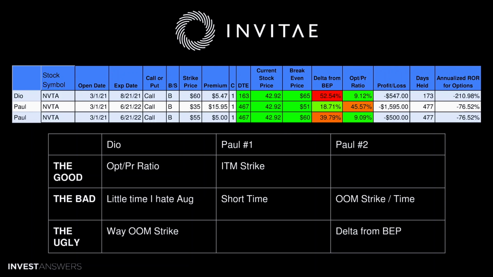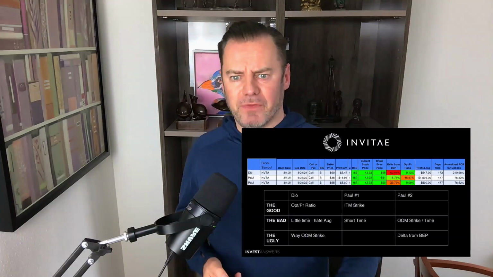So basically, net real quick, Dio has a good option to price ratio, but the time is short and it's a way out of the money strike, which I don't like. Paul has an in the money strike, which is good, but the time is short, which is bad. And Paul number 2 has an out of the money strike and bad time, and the delta from the break-even point is really ugly. So that would be Invitae, not perfect.